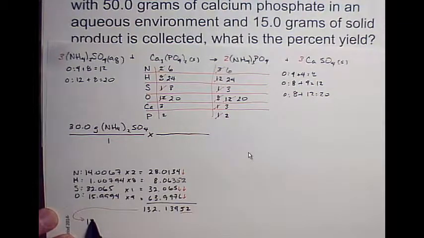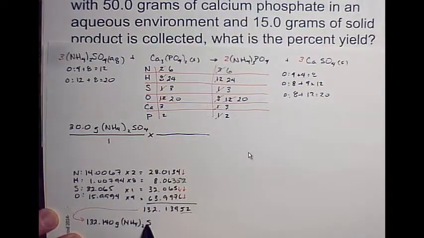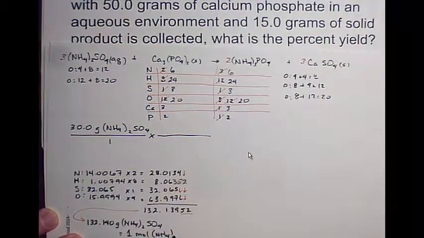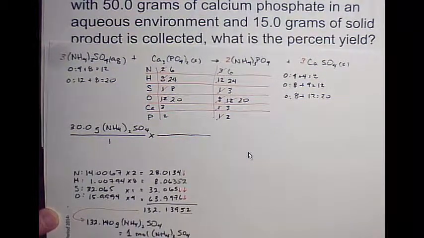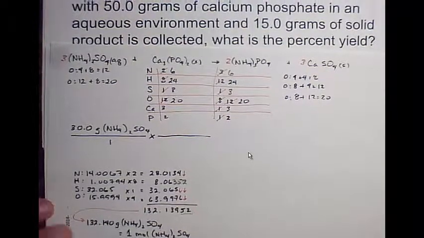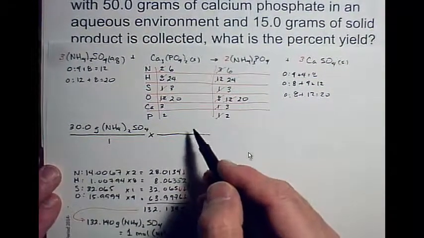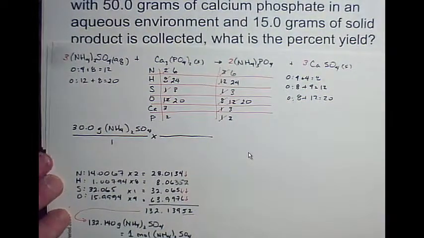And we get 132.140 grams of ammonium sulfate, and that's equal to 1 mole of ammonium sulfate. Now, it's important that you write this equality statement, because without that equality statement, you don't have a justifiable reason for writing this conversion unit.